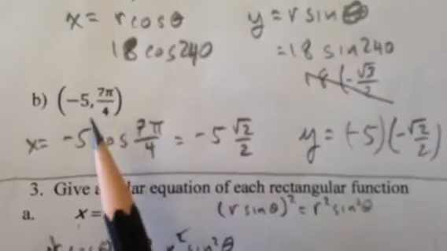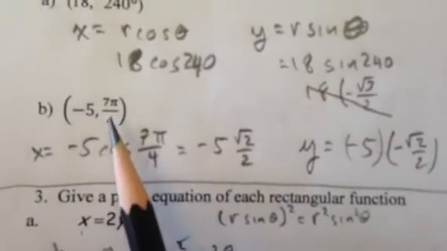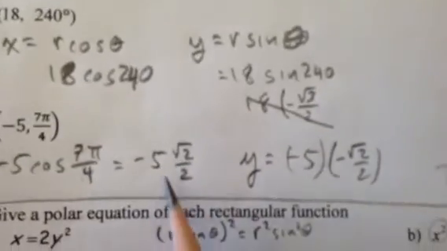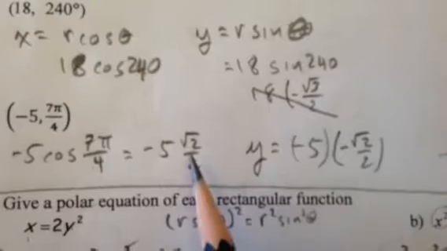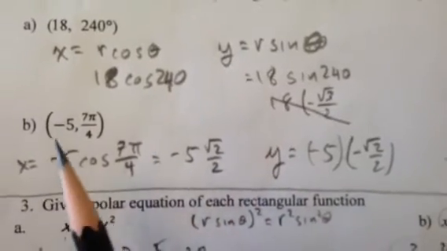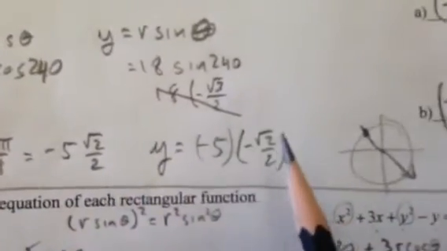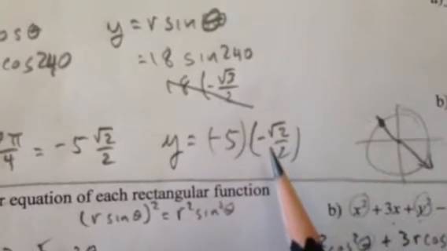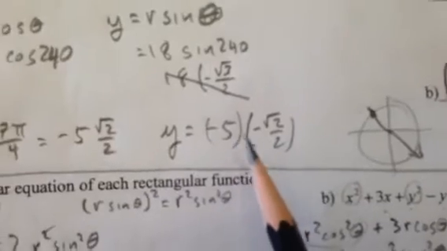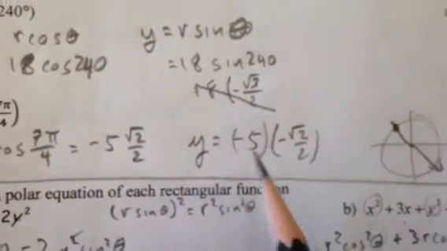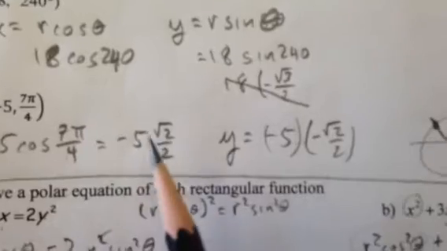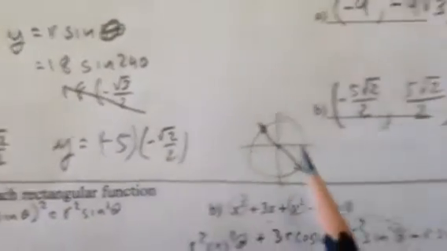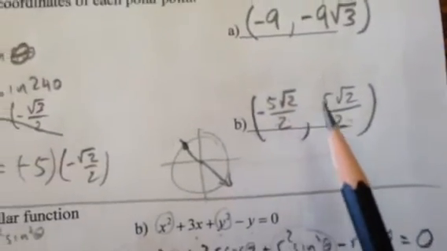Next problem, negative 5 is our r value, and the angle is 7 pi over 4. All right, so x equals negative 5 times the cosine of that. That's negative 5 times root 2 over 2 for x. Y is just negative 5 times the sine of that angle. Well, the sine of that angle is negative root 2 over 2, so negative 5 times negative root 2 over 2 is positive. So our x and y values are negative 5 root 2 over 2 for x and positive 5 root 2 over 2 for y. There's our x and y coordinates.